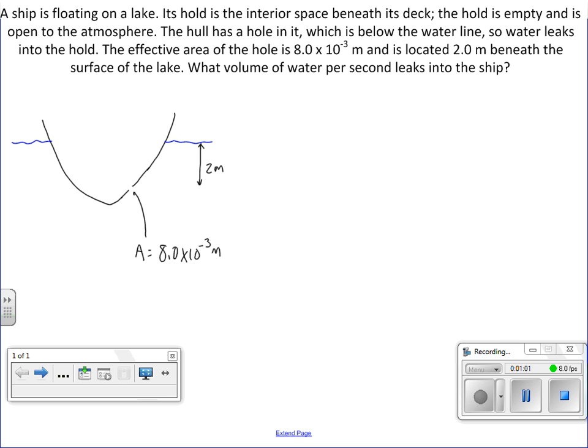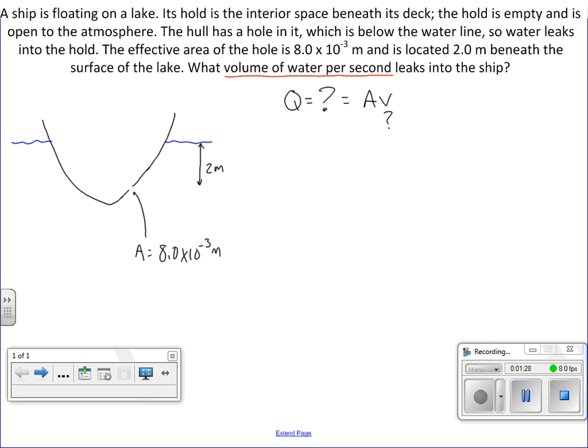And we want to know the volume of water per second. Now you might recognize this, volume of water per second. What quantity are they talking about there? Yeah, that's right, it's Q. Q equals question mark. So notice we have an area, we want a Q, so we're going to have to do AV. The question is, at what speed does water leak into that hole?